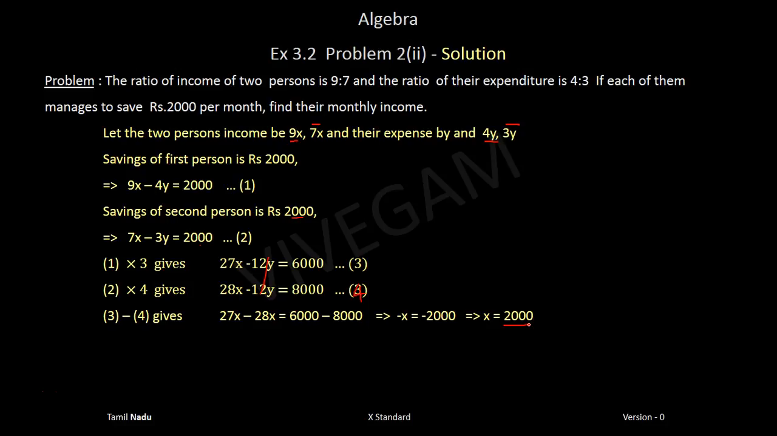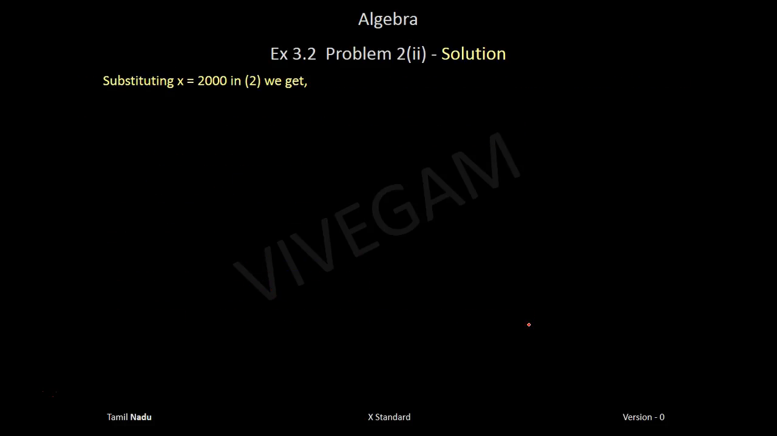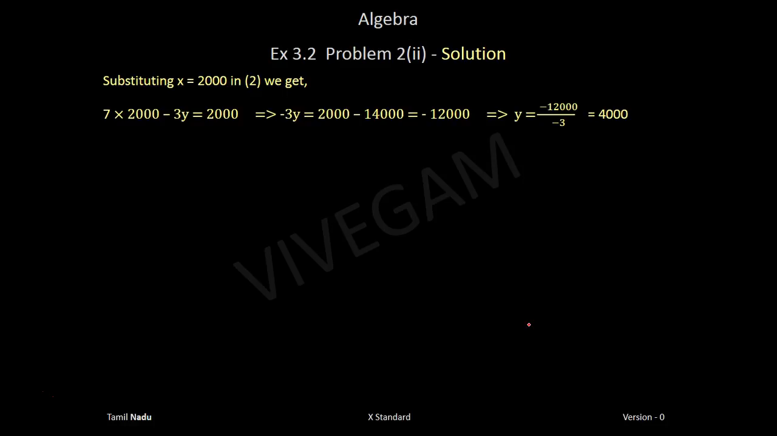Now substitute x equal to 2000 in equation 2. What is equation 2? That is 7x minus 3y equal to 2000. So 7 into 2000 is 14,000, and minus 3y will be 2000 minus 14,000, that is minus 12,000. So y will be minus 12,000 divided by minus 3, that is 4,000. So we have now found the values of x and y: x is 2000, y is 4000.